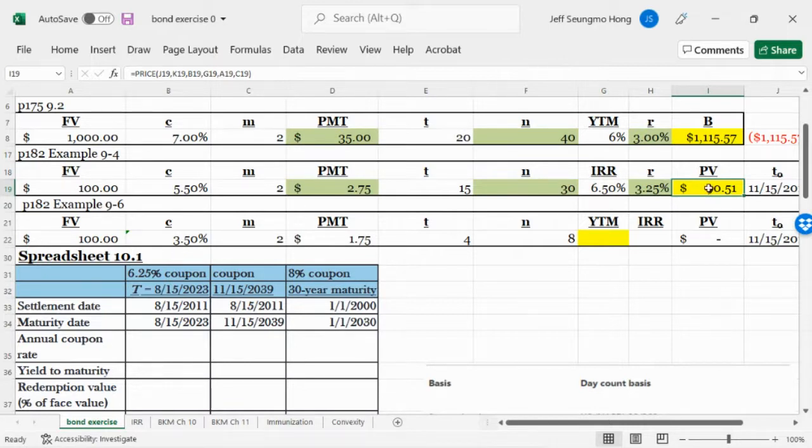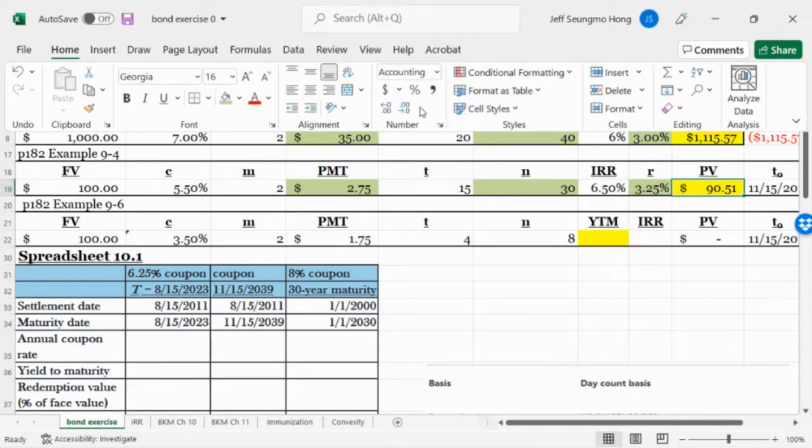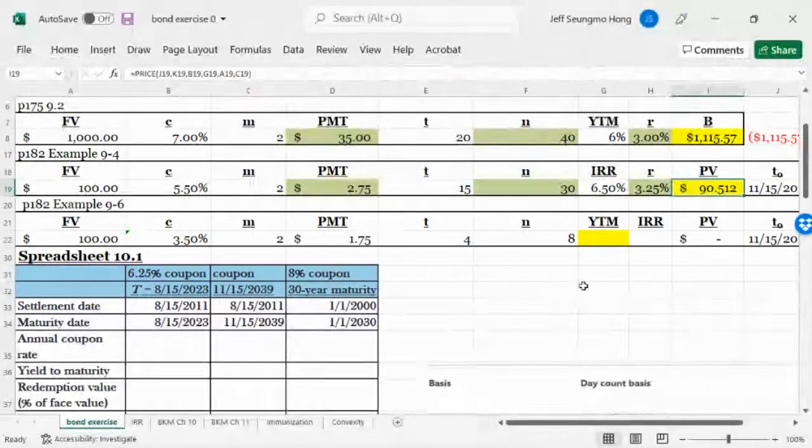Okay. Is it 10 cents exactly? Let's try. It's 12 cents. Increase the decimal, yeah, you will see it's 12 cents. Okay. So, 905 and 10, that's close enough. So this is how you use the price function.